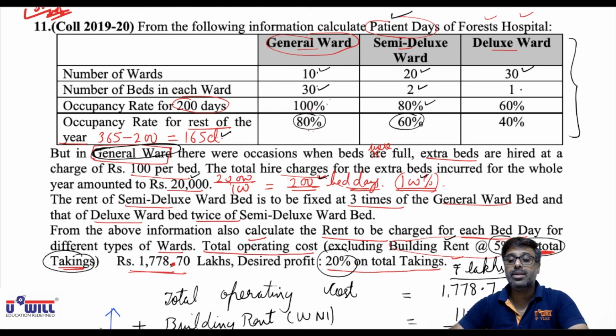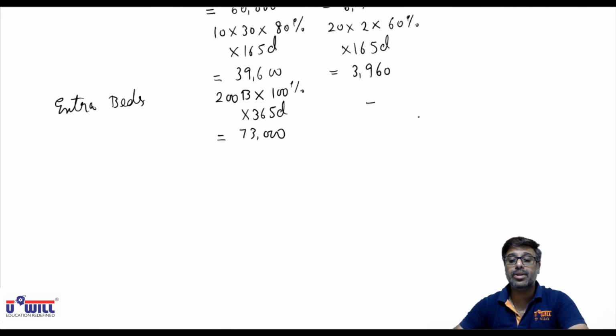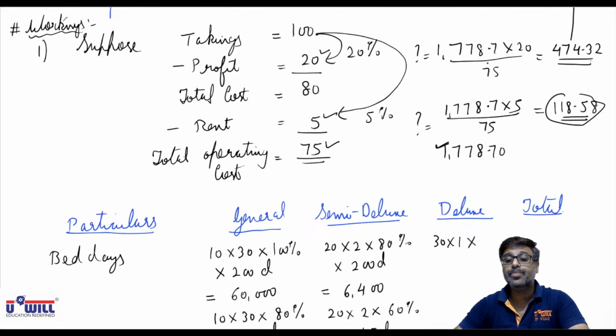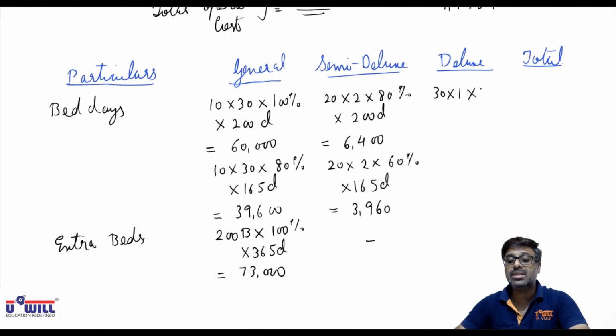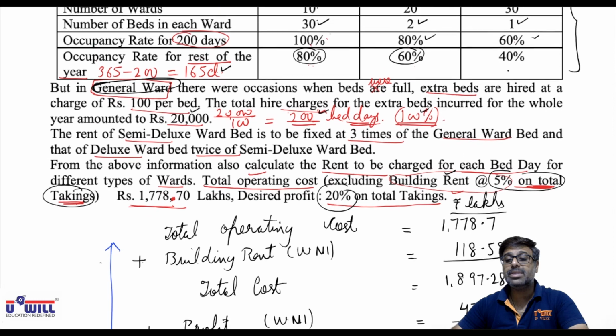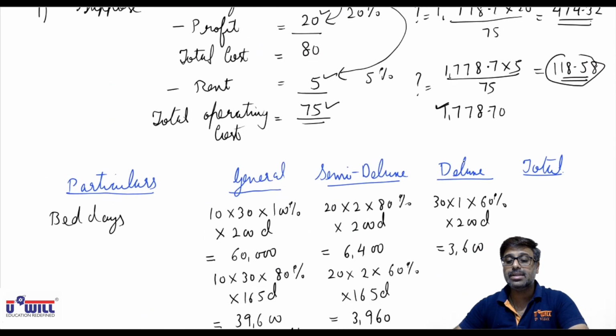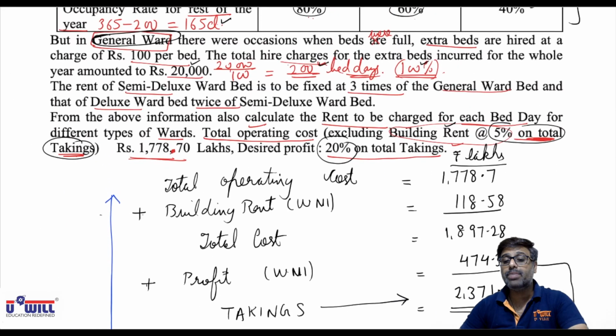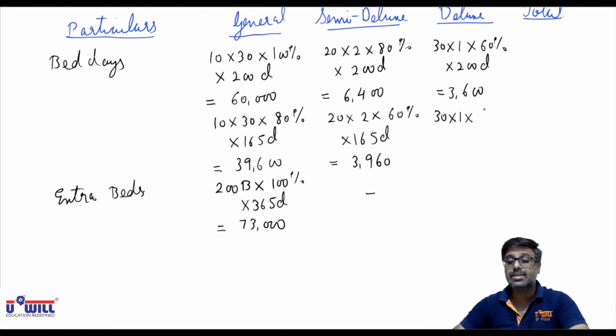Now deluxe ward, 30 wards, 1 bed, 60% for 200 days. So 30 wards into 1 bed into 60% occupancy for 200 days. So 30 into 1, 30 into 60%, 18 into 200 days, that is 3,600. And 40% for 165 days. So 30 wards into 1 bed into 40% into 165 days.